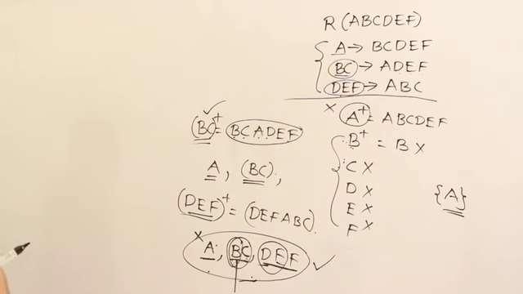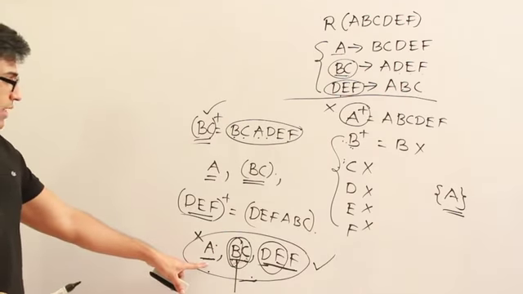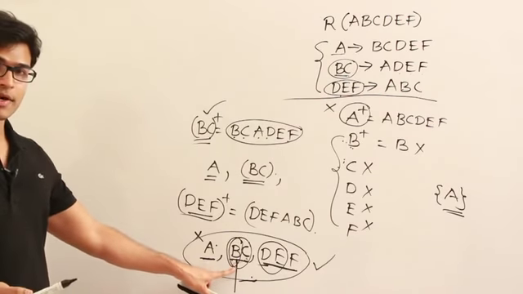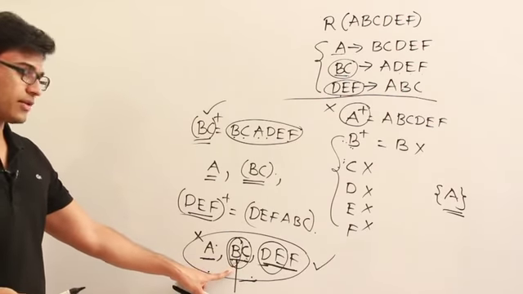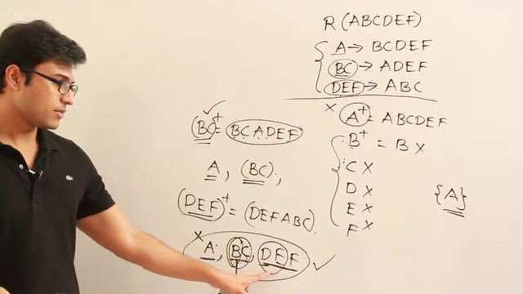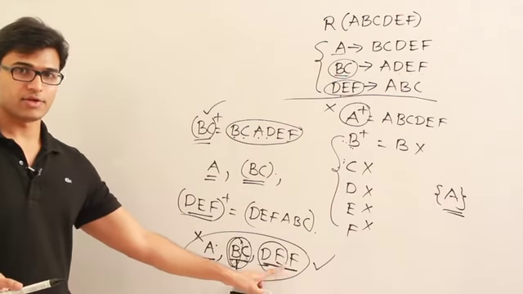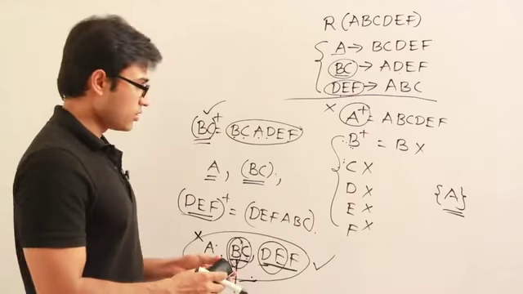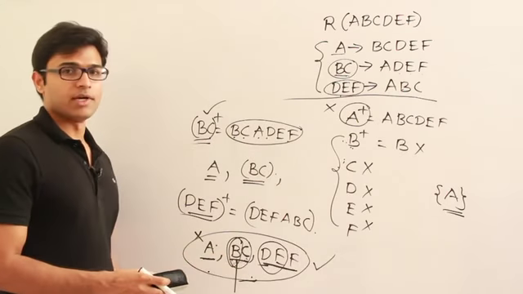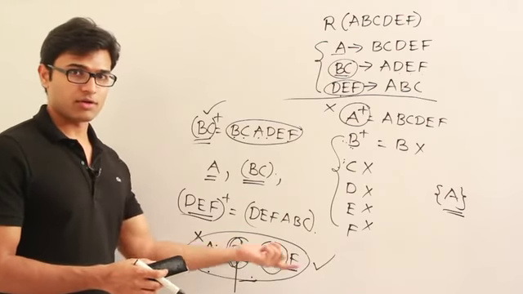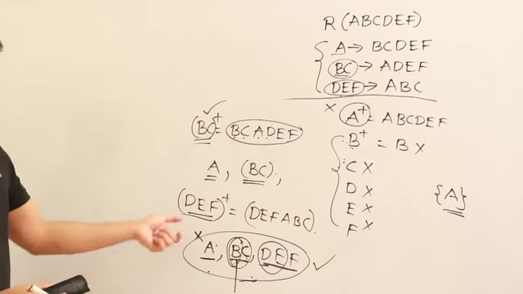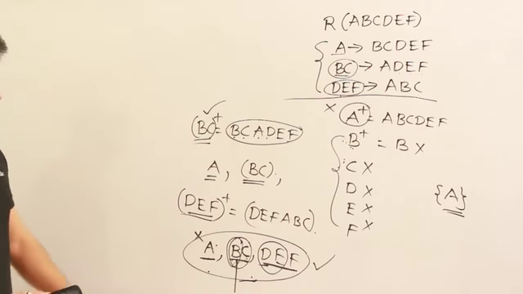What I want you to do is reason it out for yourself. Why no other single attribute candidate keys are possible other than A, and no other double attribute ones are possible other than BC, and no other triple attribute is possible other than DEF. You reason it yourself. And a 4 attribute key you cannot form without using any one of them as the building block, and a 5 attribute key you cannot form, and a 6 attribute key obviously you cannot form. So this is where we should stop. Got it? So these are the candidate keys.